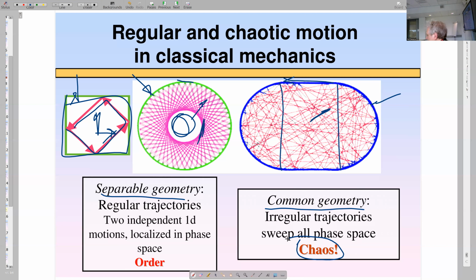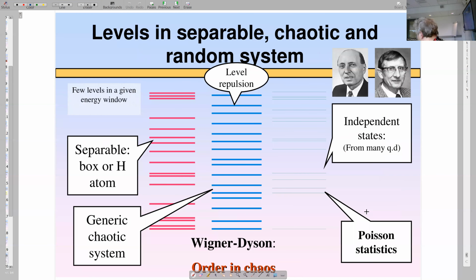And I would stress it again, this is common. If geometry deviates even slightly from separable geometries, chaos sets in, and simultaneously, too bad for our brains, we lose our ability to predict these trajectories, to express them mathematically. Okay, that's reality. Now, how about quantum?